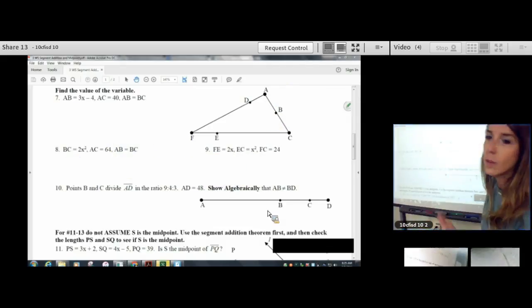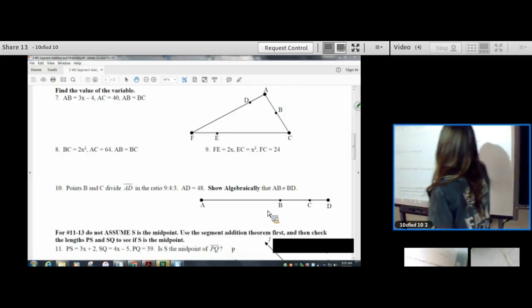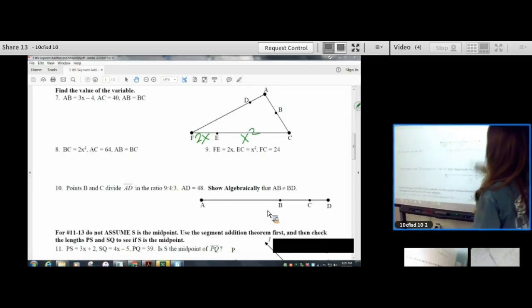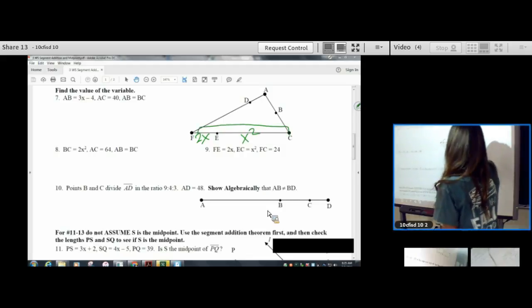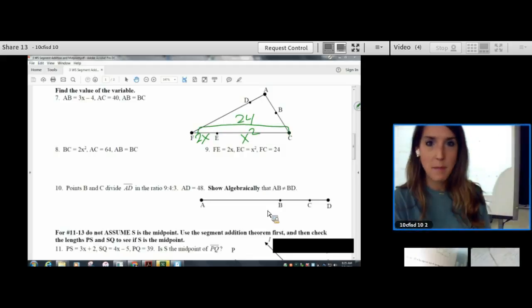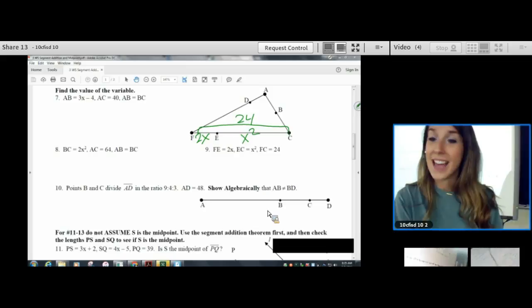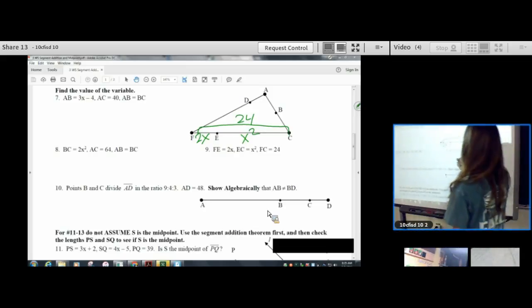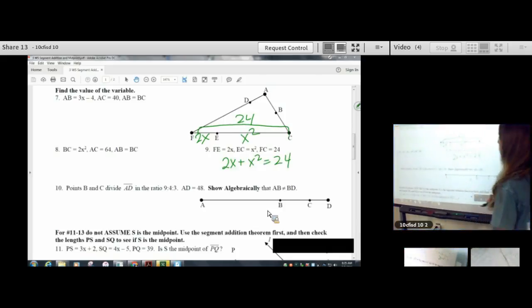Number 9. SE is 2x, EC is x squared, and FC is 24. This one is not a midpoint problem. This is a segment addition problem. We have a definition in our notes that says what segment addition is. So I'm going to do part plus part equals whole.